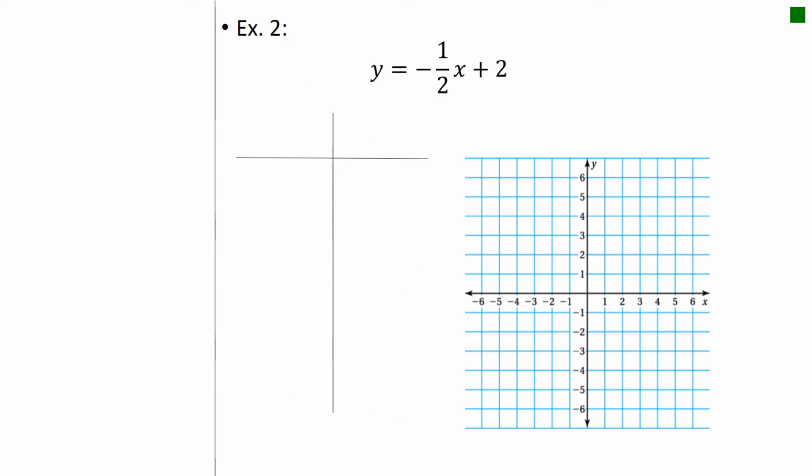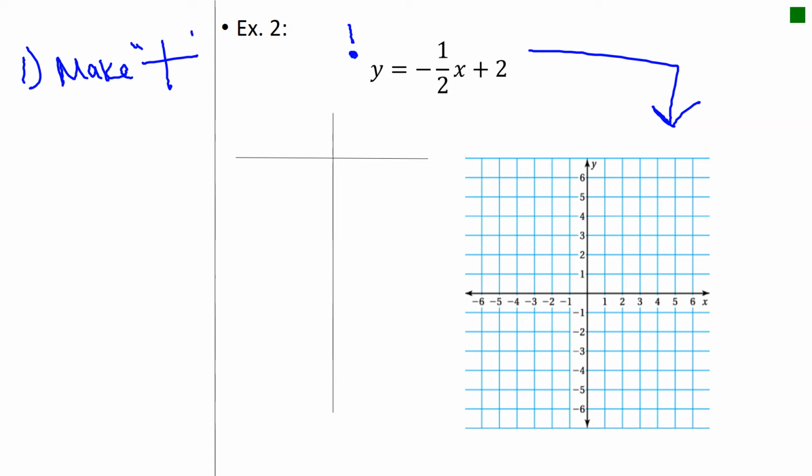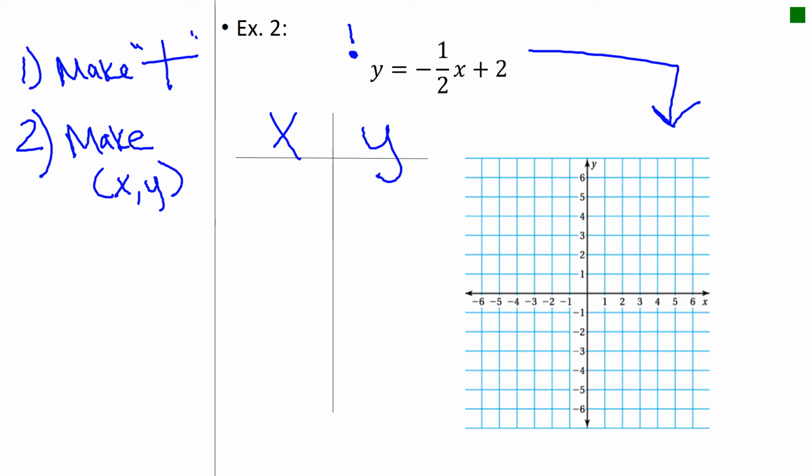All right, example 2. The steps that you follow when you're given an equation and you're trying to make it into a graph is 1, make a table. And I'm going to put this as a T-chart. Make a table. Okay. 2, make ordered pairs. And I'm going to put them as x comma y values because that's what an ordered pair is. So x, y, start with some easy numbers, -1, 0, 1.